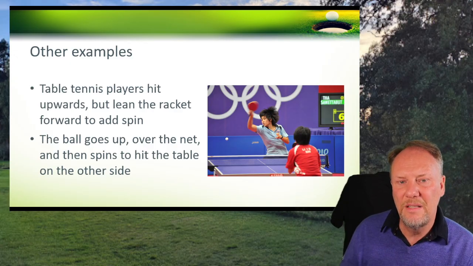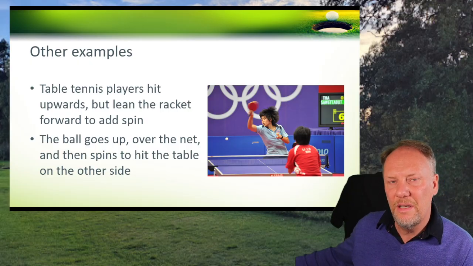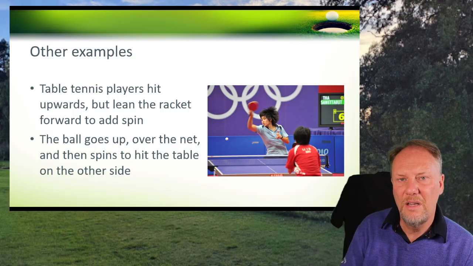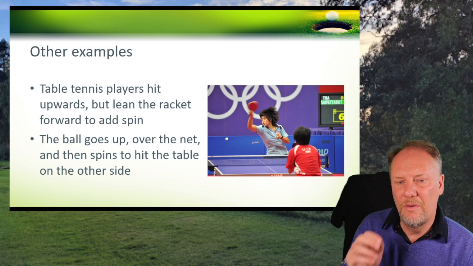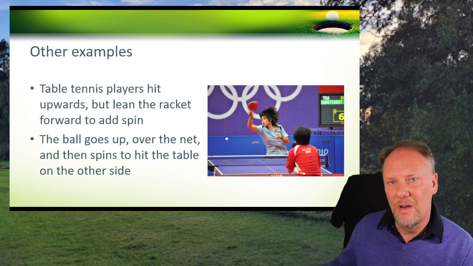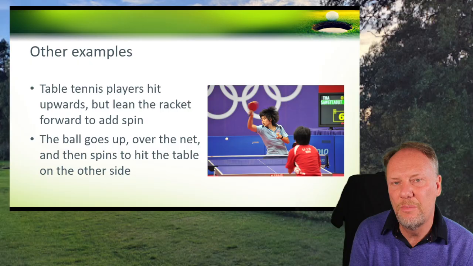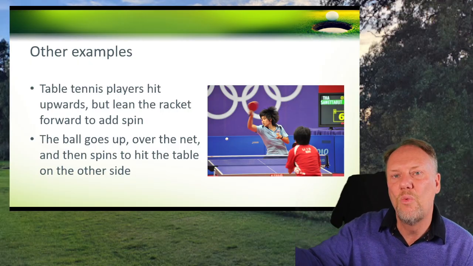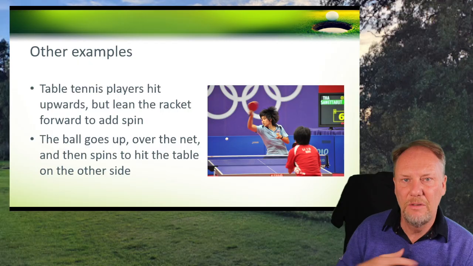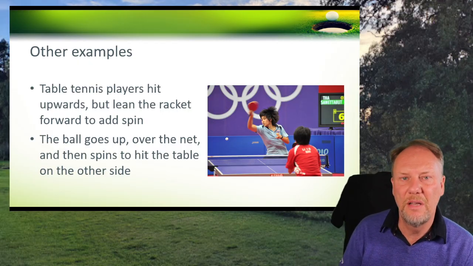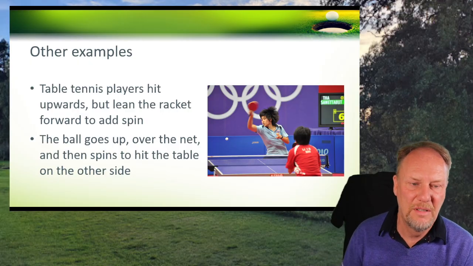And this is basically what us slicers are doing. We are hitting the club from the outside to the inside, and relative to the path of the club head, we have an open club head. So we're adding spin to the ball, so it spins away from us. From me to the right, because I'm hitting from the right, but if you're hitting from the left, of course it spins left.